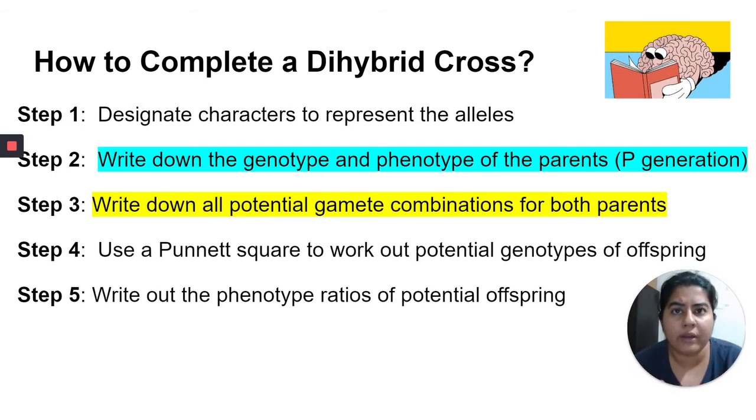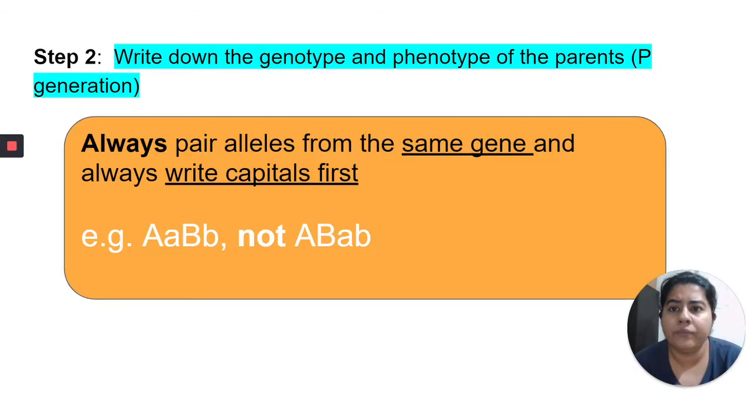Once you get the F1, cross one F1 with another F1 to get the F2. How to know the phenotype and genotype? Same, do the Punnett square. 2 quick things to remember. In step 2, when you're doing the genotype and phenotype of the parents, when you're writing it down, always pair the alleles of the same genes together.